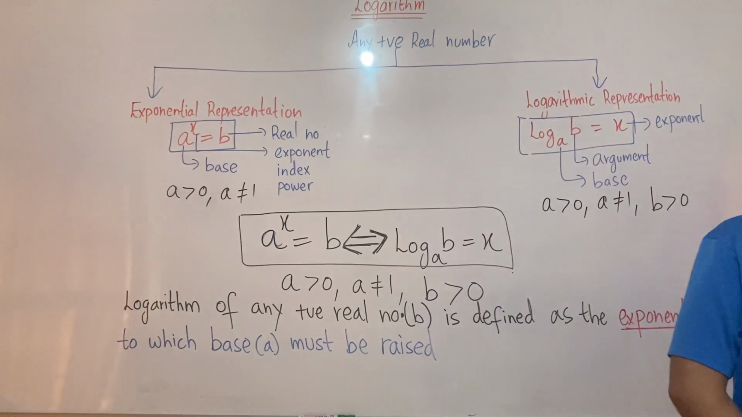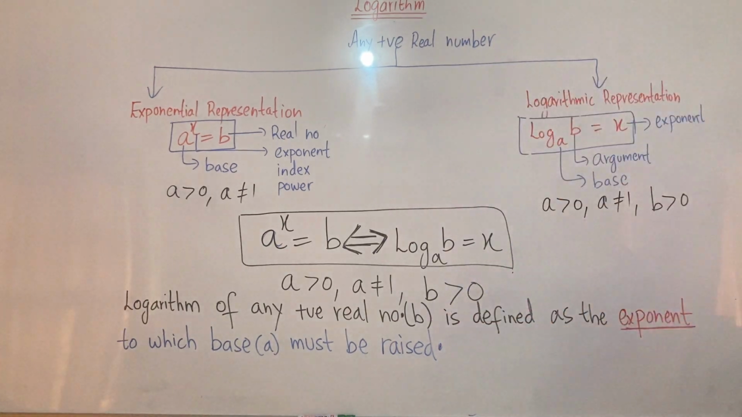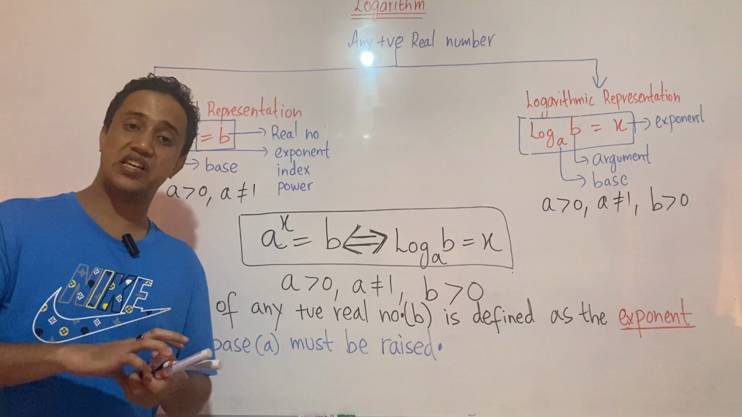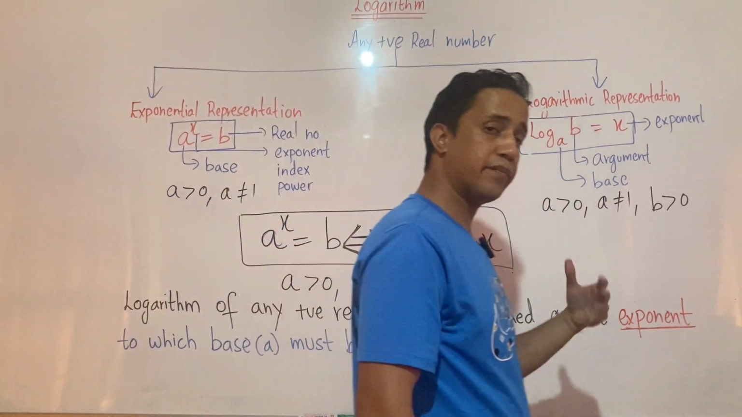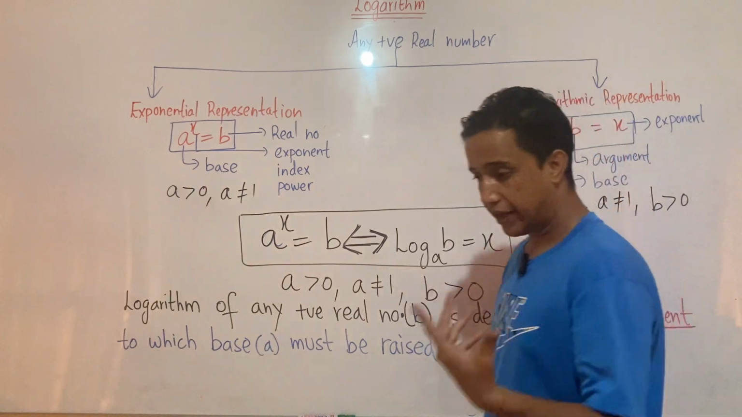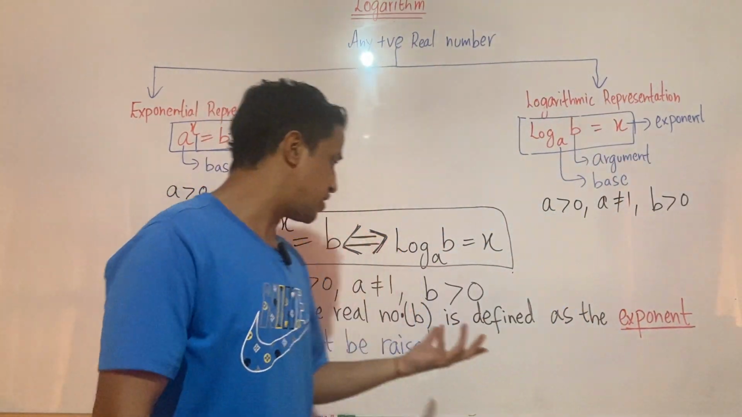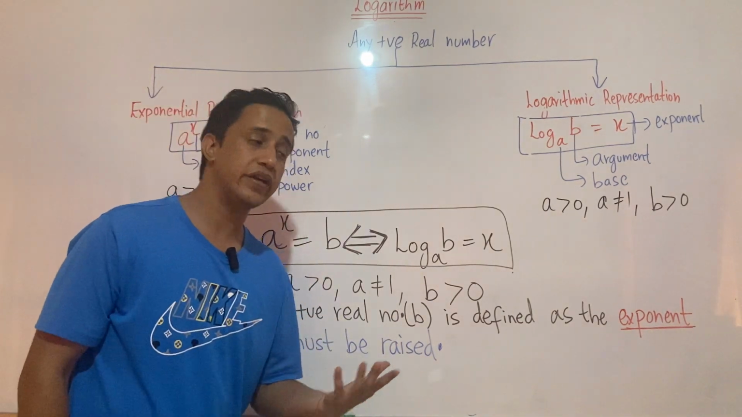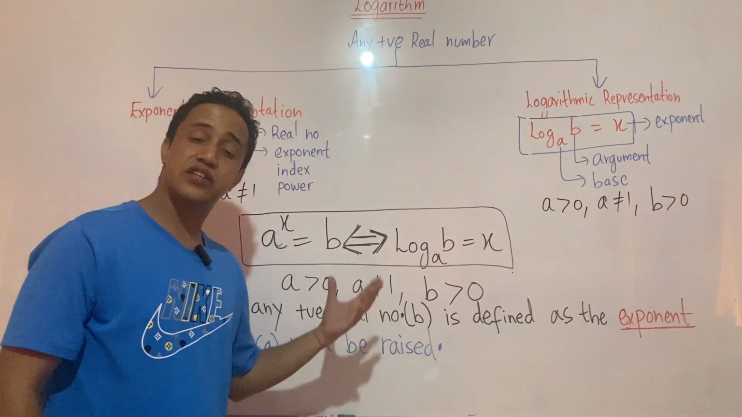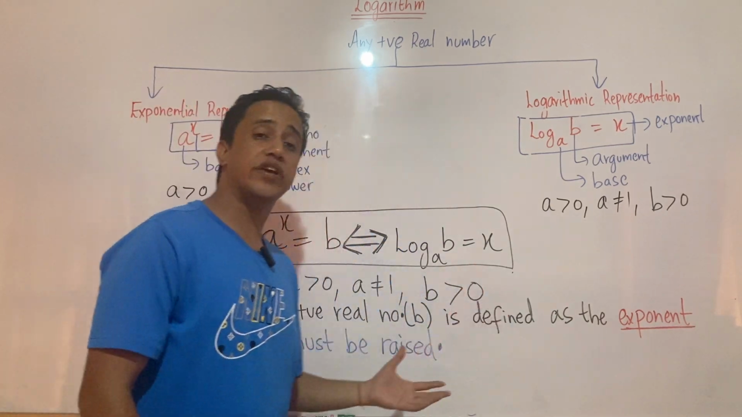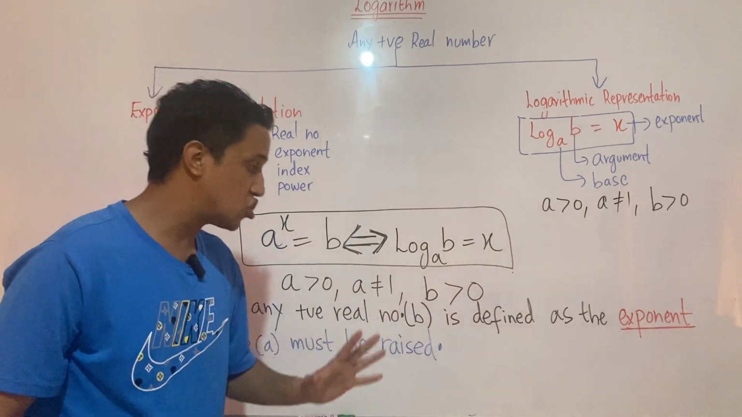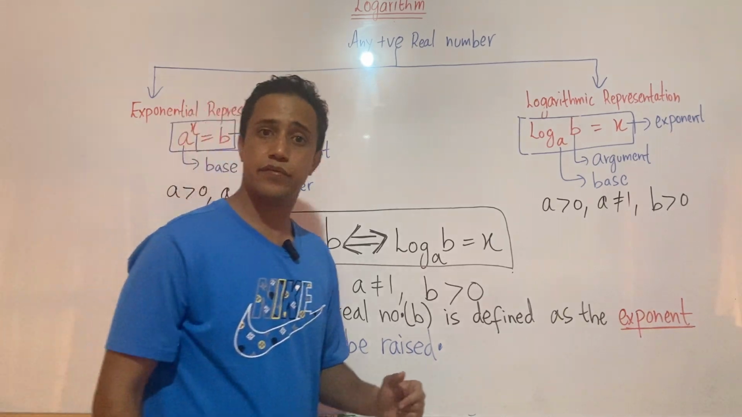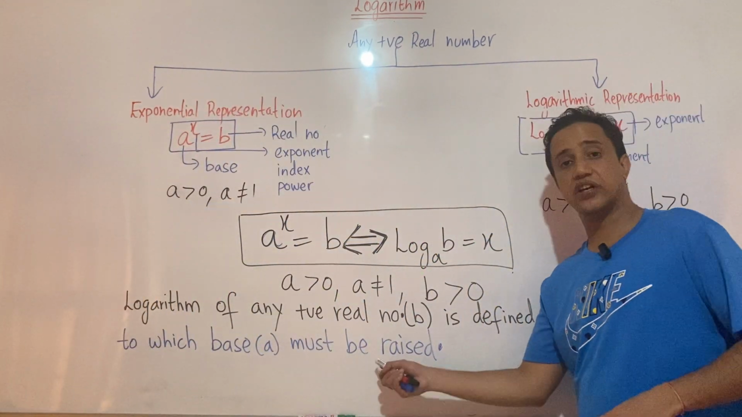Okay, this is the definition of logarithm. If someone asks you what is logarithm, the logarithm of any positive real number is the exponent. When we are finding the logarithm of any number, actually what are we finding? We are finding the power. It is defined as the exponent, or power, to which the base must be raised so that you get the same number as your final number. That defines the logarithm.